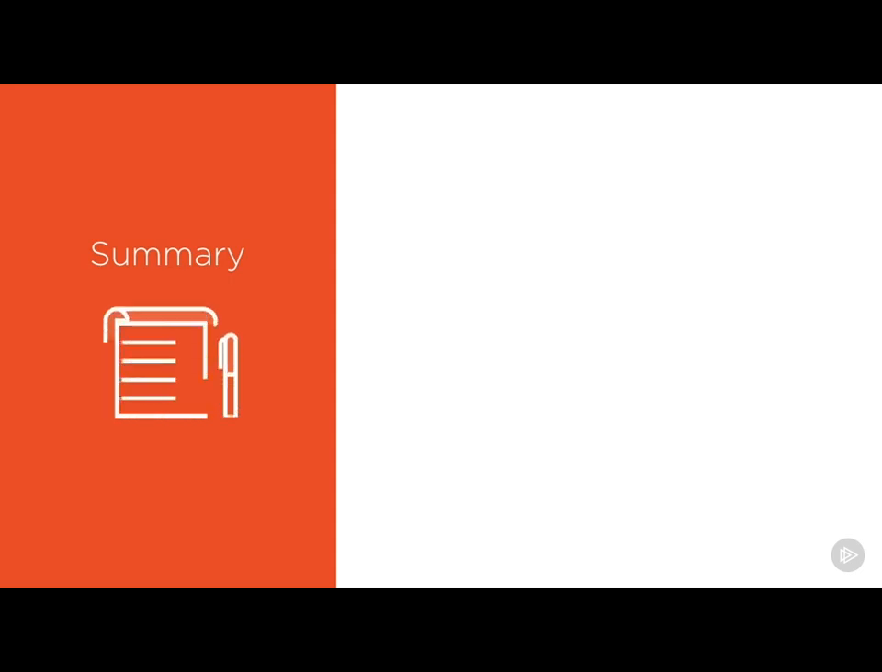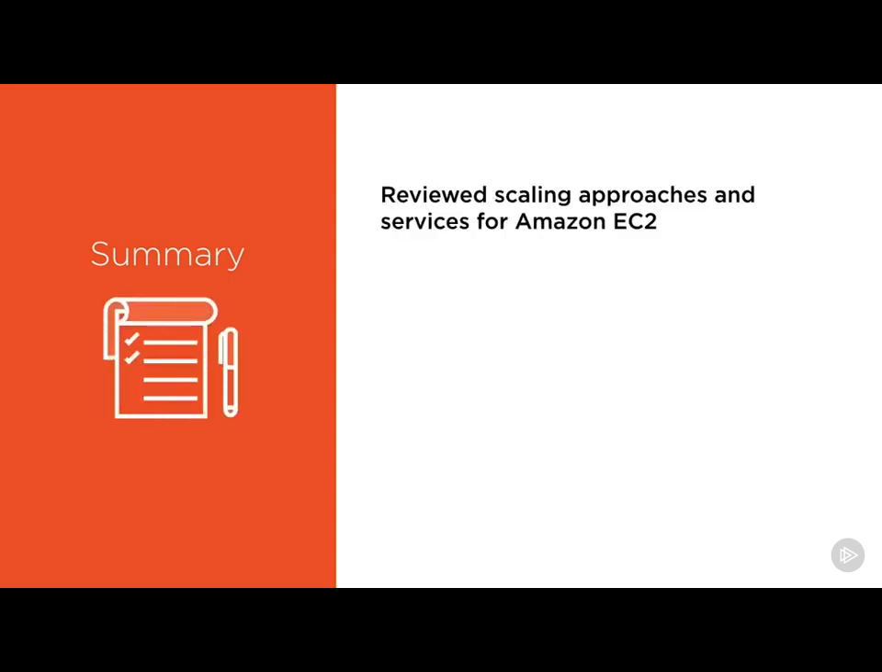So let's take a step back and let's review what we have covered over the course of this module. So first of all, we reviewed the different scaling approaches and services for Amazon EC2. We reviewed horizontal versus vertical scaling, and we talked about leveraging auto-scaling groups and ELBs.